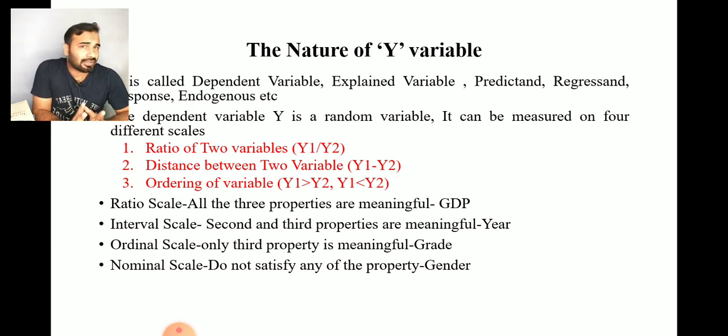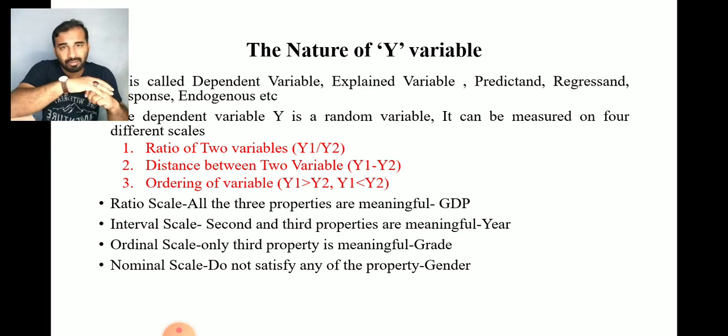The distance has no meaning. Ratio will not work. We cannot order it. Zero may not exist. Okay, you take gender, male and female. Male divided by female, what will you get? Nothing. Male minus female? Is male better than female? Is male greater than female? No. Is male zero? Nothing.